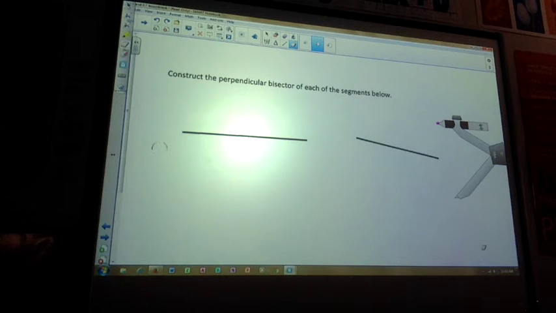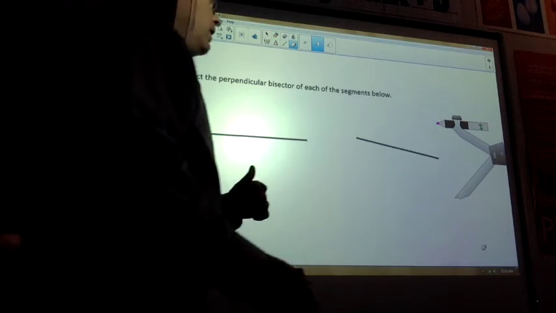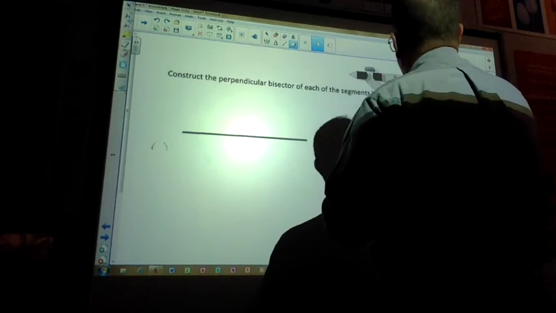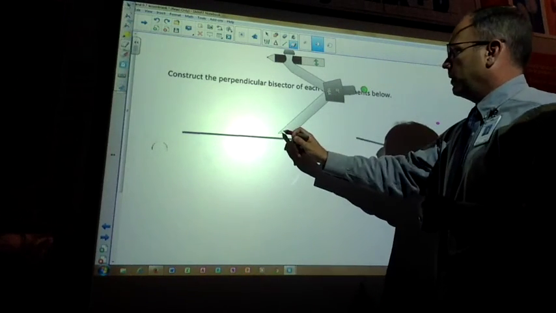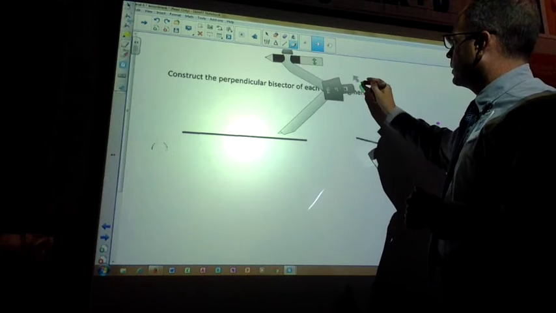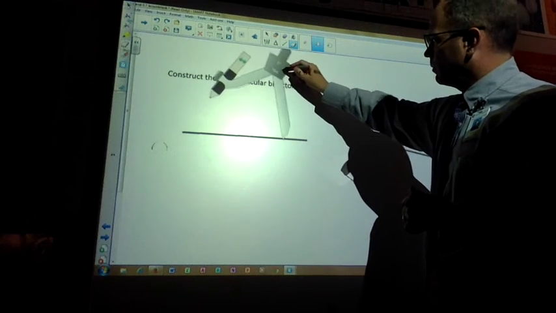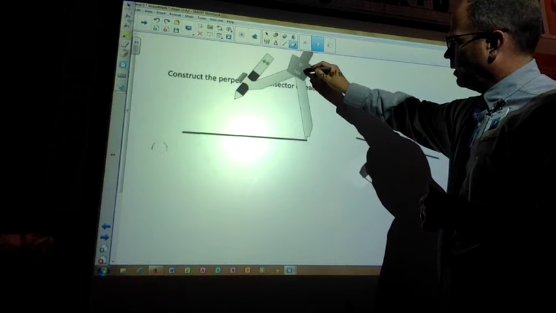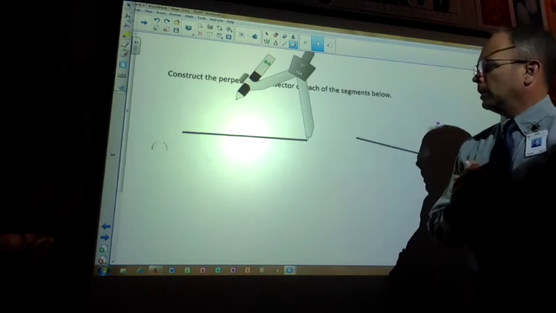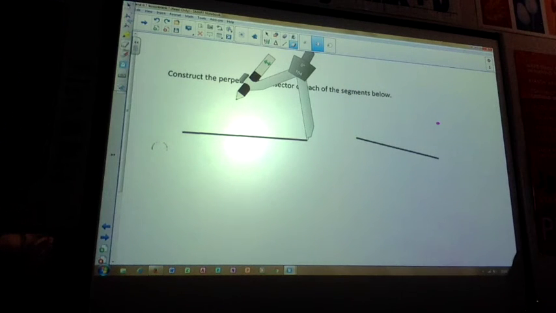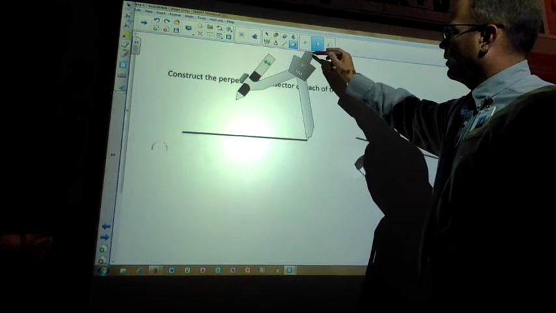Okay? This is, I feel, a fairly easy thing to do. Compass, bring it on over. Still with me on this adventure? Put your point at one end. Open your compass so it's a little bit further than halfway.